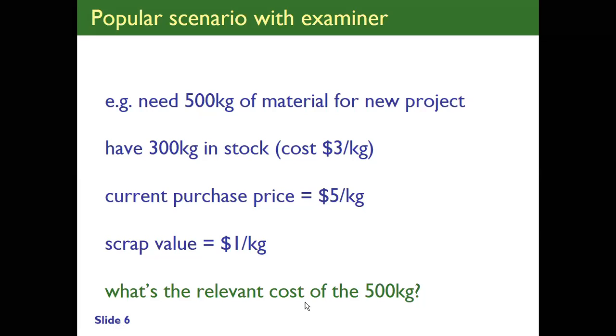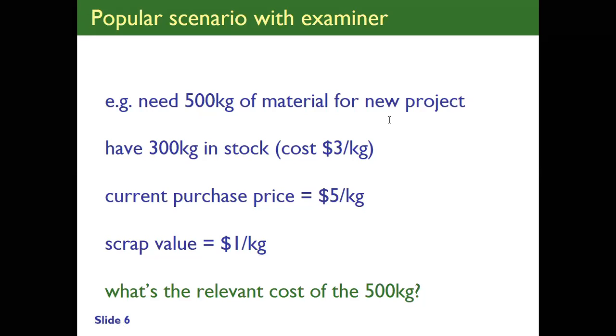You've got 300 kilograms of material already there, which you purchased at $3. The current purchase price is $5 per kilogram, and scrap value is $1 per kilogram. So what is the relevant cost of 500 kilograms? You need 500 kilograms.